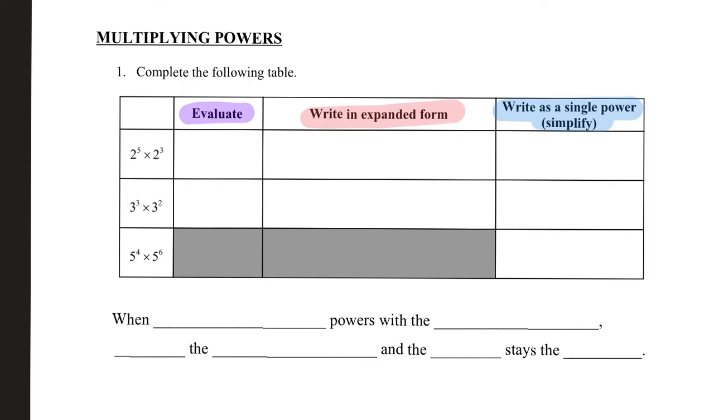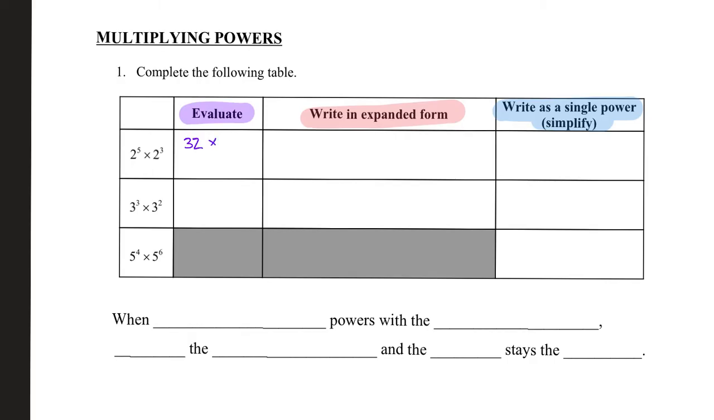Okay, the first column asks me to evaluate. So I'm going to put that in purple. So I need to evaluate. Evaluate means calculate. So I can go through then and I can say, okay, well, 2 to the 5th is 32, and I don't know why I wrote that as 3 squared.